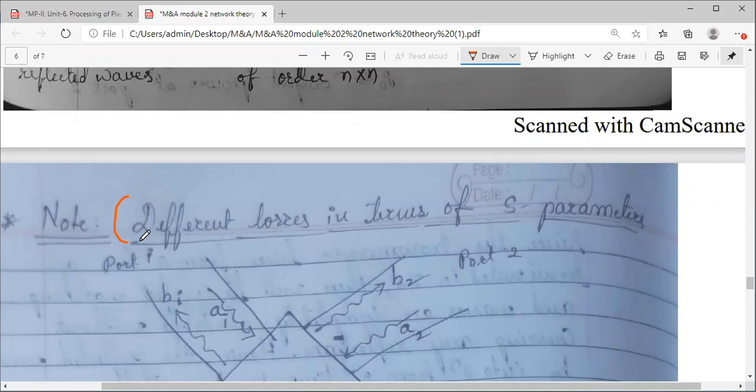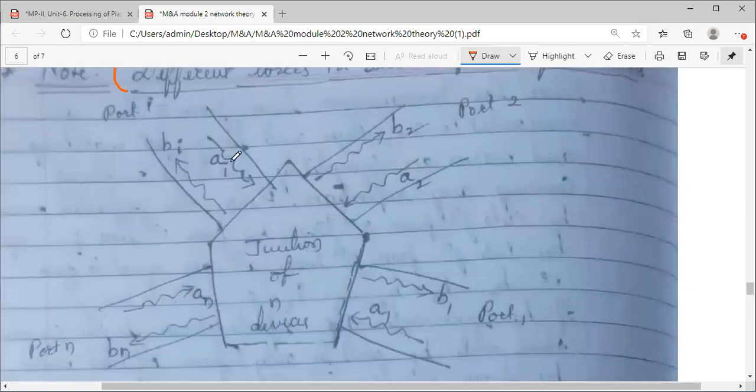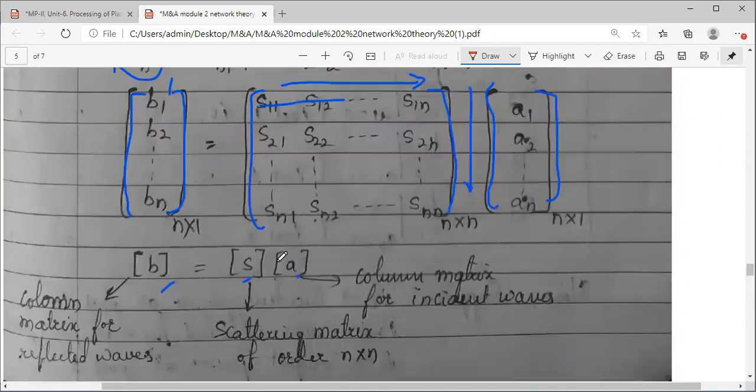And can you express these in terms of S parameters? That is the question. So either as a note, I have put the question may be: explain the different losses in terms of S parameters, or maybe they'll give you a matrix, numbers, numerical, and they will ask you to find these different losses. So for that you will have to derive the formula. Once you know the formula, you can substitute and get the answers. This is a junction I have shown you. It is the same structure.